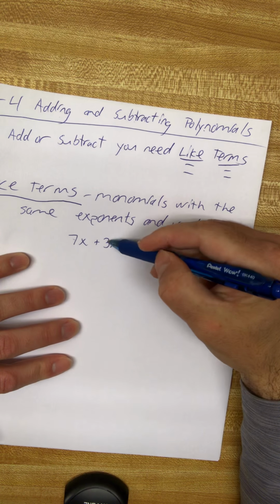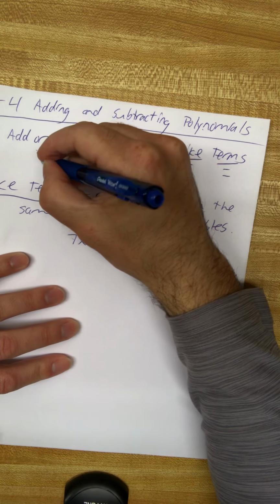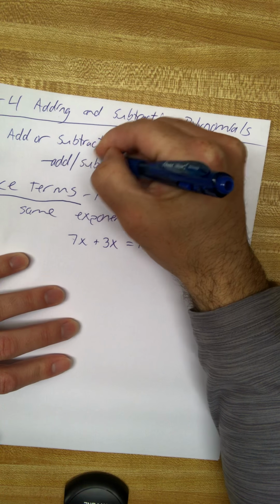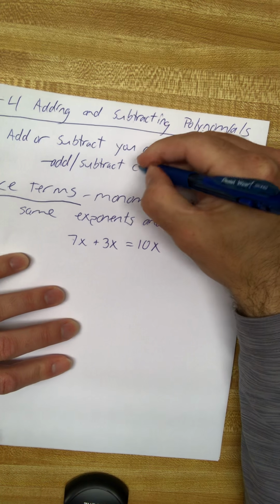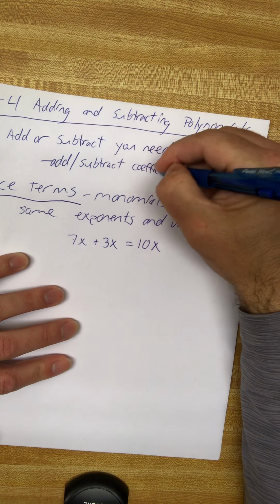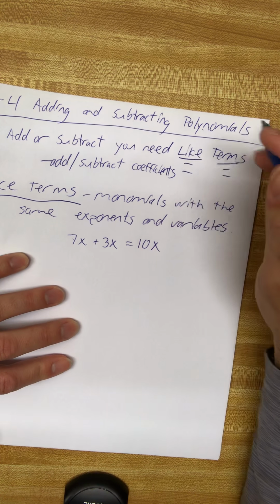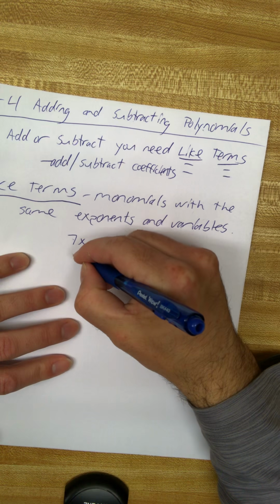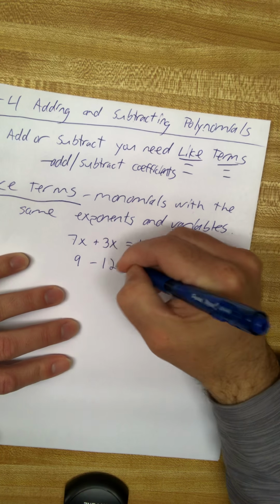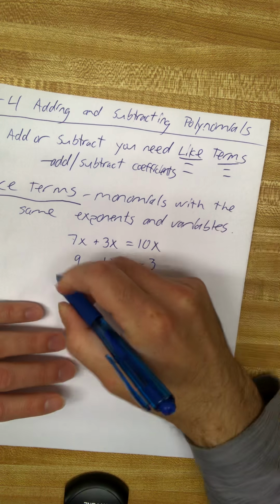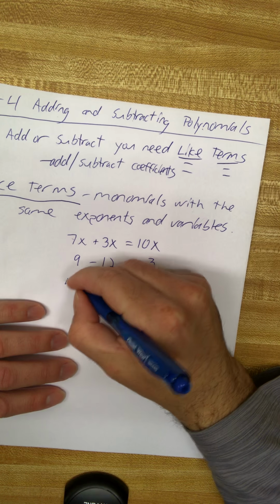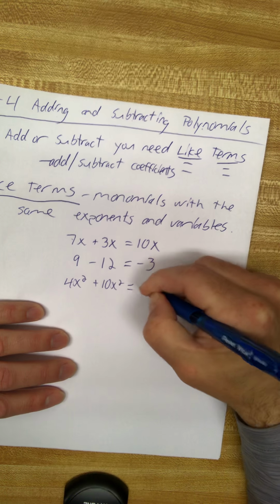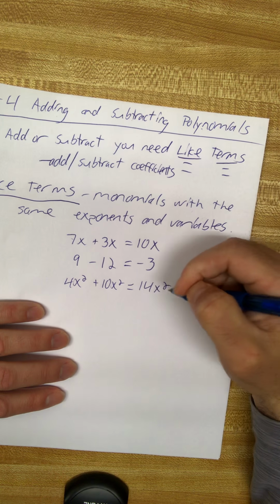All you're going to do is add or subtract your coefficients. That's all you're going to do. It's that easy, you just have to make sure that they're like terms. Again, like constants with constants. So 9 minus 12 gives you negative 3. Or 4x squared plus 10x squared is going to be 14x squared.